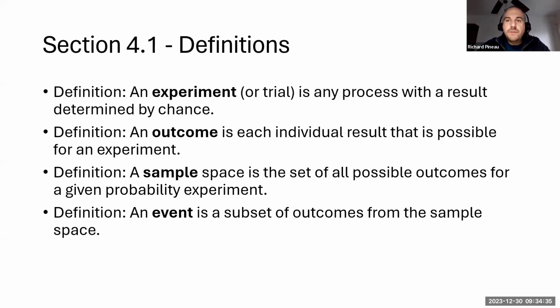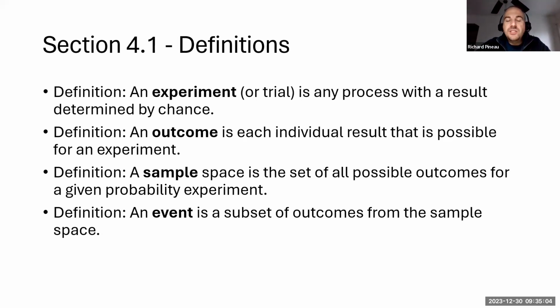An outcome is each individual result that is possible for an experiment. So if we flip a coin, the outcomes we could have are heads and tails. We also have something known as a sample space. This is the set of all possible outcomes for a given probability experiment. So if I said to you, we're going to roll a fair 6-sided die, the sample space would be all the possible outcomes, the digits 1, 2, 3, 4, 5, and 6. Flipping a fair coin would be heads and tails.